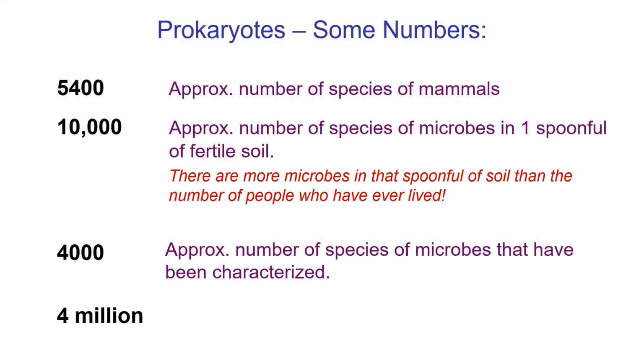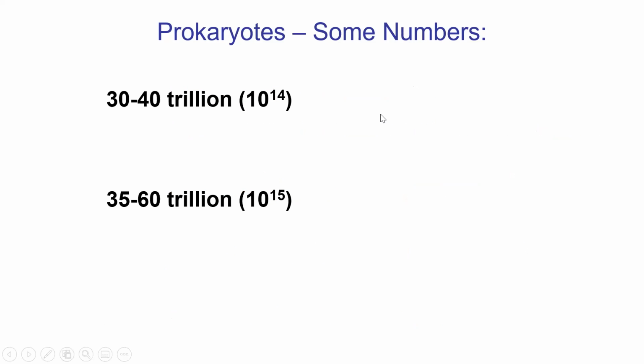4,000 is about the number of species of prokaryotes that have been characterized, and we think there's probably maybe 4 million. We don't know. It's hard to characterize them all. It's probably going to take us a long time to do that. Some of them we can't grow in the lab, so we can't characterize them, but we know they're there because we can see them under a microscope, or we can detect their DNA. So there are a lot of very small things out there.